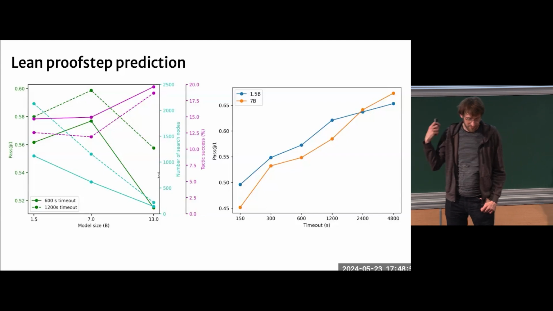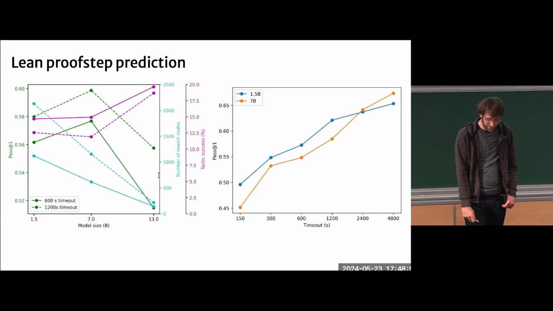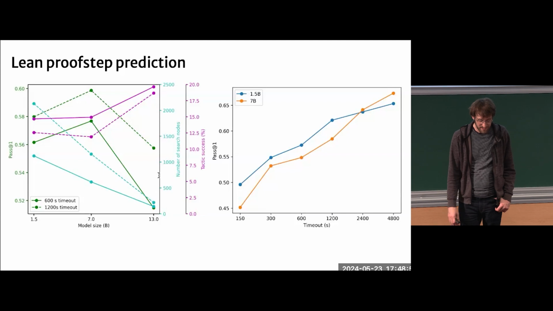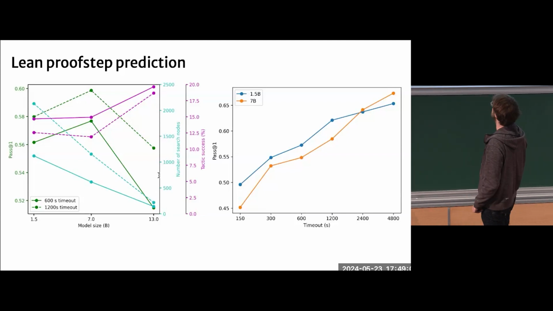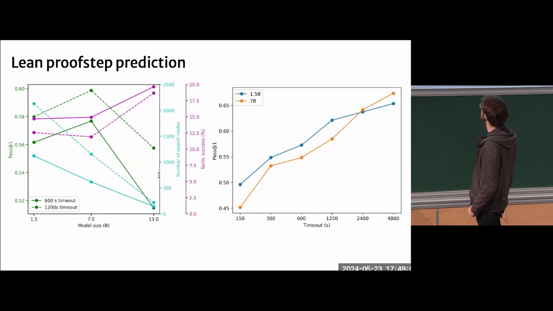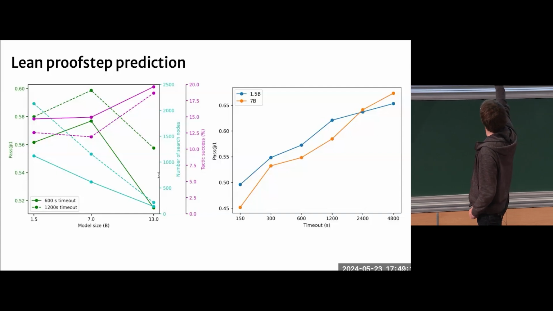So this is what it looks like, right? On the left, it looks very messy. It evens out a bit. The model size, maybe 7B is a sweet spot, but it's not clear, right? It's a bit better for 1.2K seconds. It's a bit better for 600. And so you have different axes: the pass-at rate, the number of search nodes, and the tactic success, right?